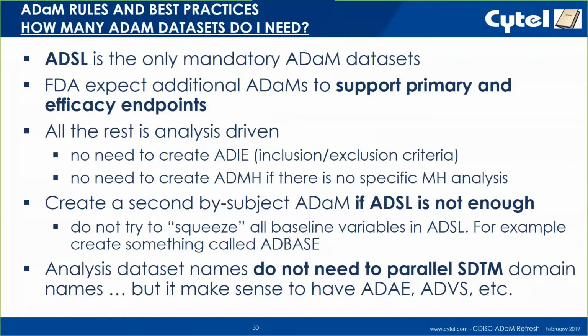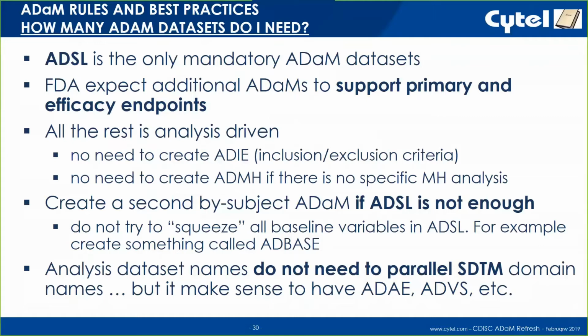But for sure, you will probably not need another dataset for inclusion-exclusion criteria. What's the point? If you have to create a listing, there's no need to create another dataset. ADaM datasets are supposed to support mainly tables and figures, not listings. And also, if you have to create a table containing medical history, you can create the output directly from the SDTM dataset. There's really no need to create another dataset for medical history, unless you have to make some imputation of missing values.